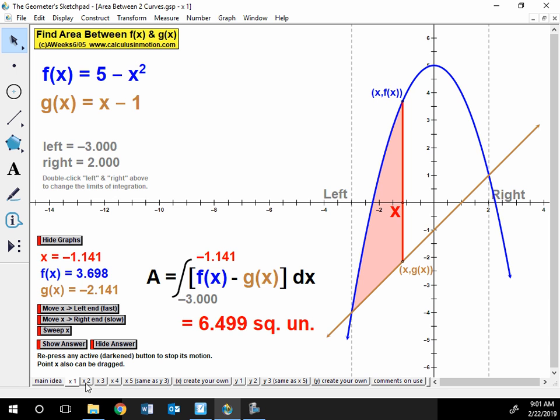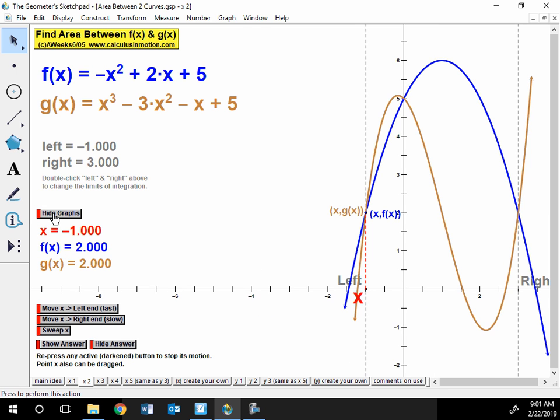All right, so let's go and take a look at another example here. You can see it gets a little crazier, where starting out our brown function is on top and the blue is underneath, and then it switches.